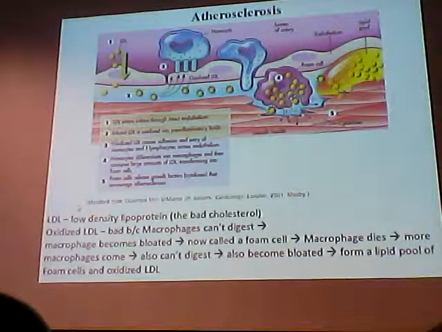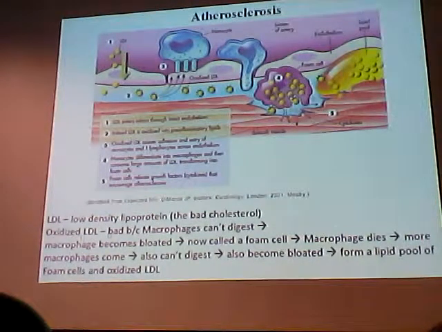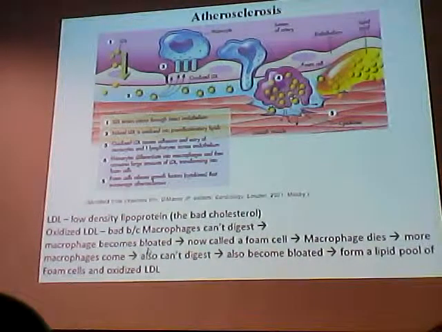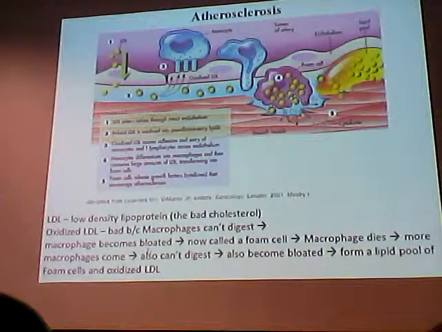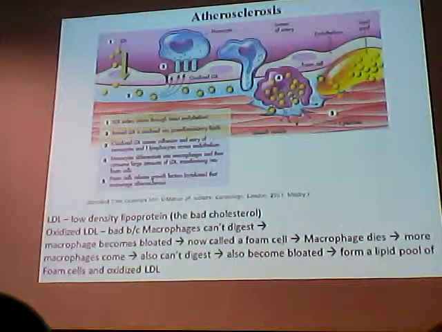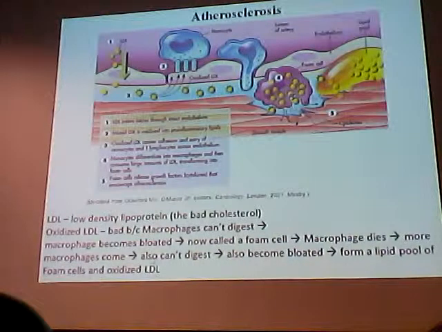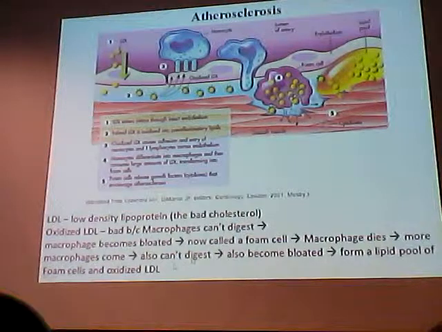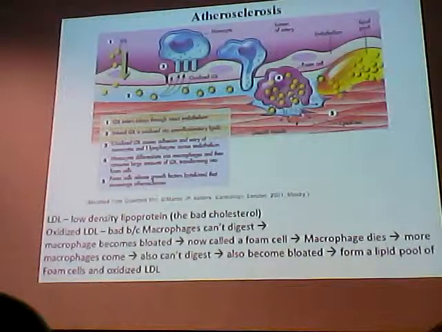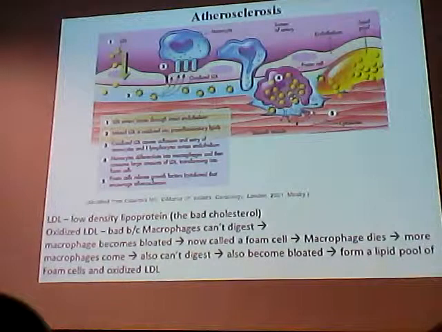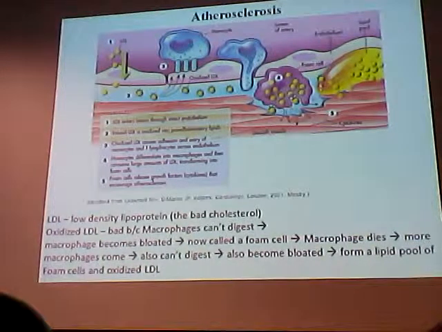What happens if you have too much LDL, especially if it's oxidized, is that it can't actually get digested by the macrophages. Macrophages will try to eat the LDL, and then they start to get bloated. It becomes what's called a foam cell because it gets so bloated, and then the macrophage will die. More macrophages come, and they also can't digest it and eventually become bloated. Eventually you have this huge pool of lipids, oxidized LDL, and dead macrophages everywhere because they couldn't properly dispose of that LDL.